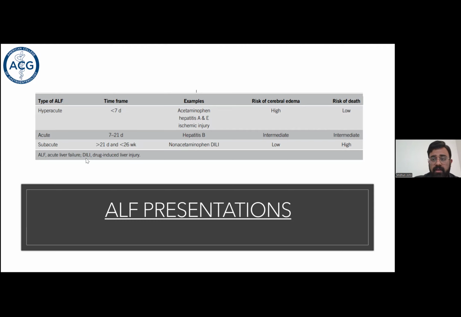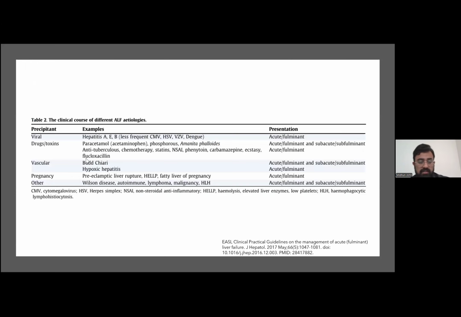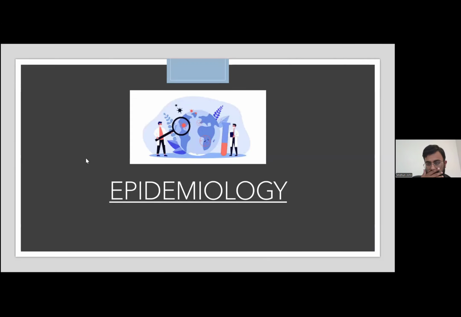And so I found this in our EASL guidelines, and as I mentioned, a lot of this is based off that. But we can see that a lot of the presentation does correlate to the etiologies for which we'll be speaking to quite a lot in this topic. But as you can see, there's viral, there's drugs, there's vascular, others. And so the presentation and the definition is quite important in order to understand where our patient is in this presentation of ALF. And so the epidemiology of this is quite important.